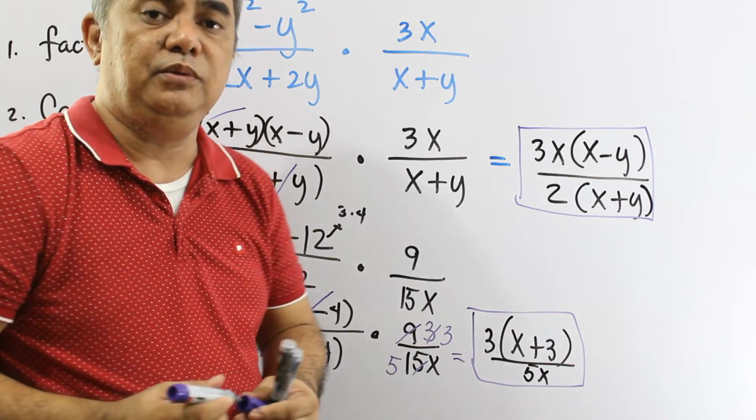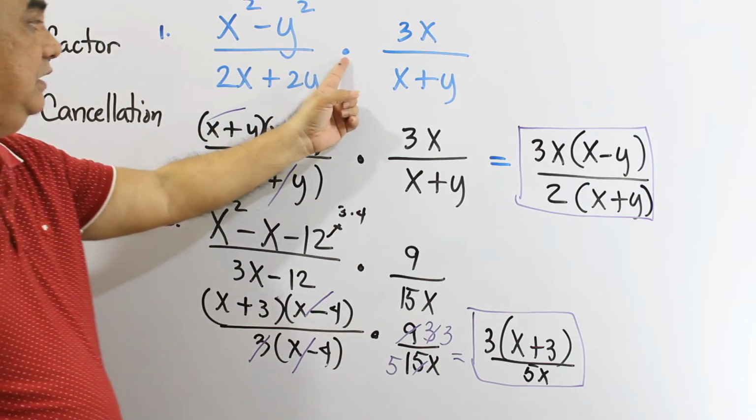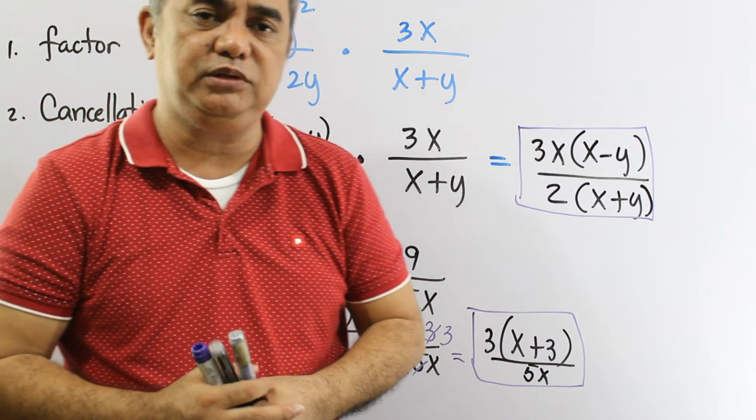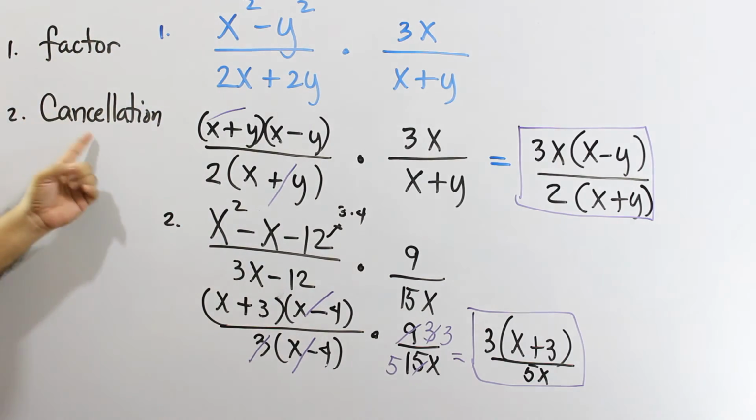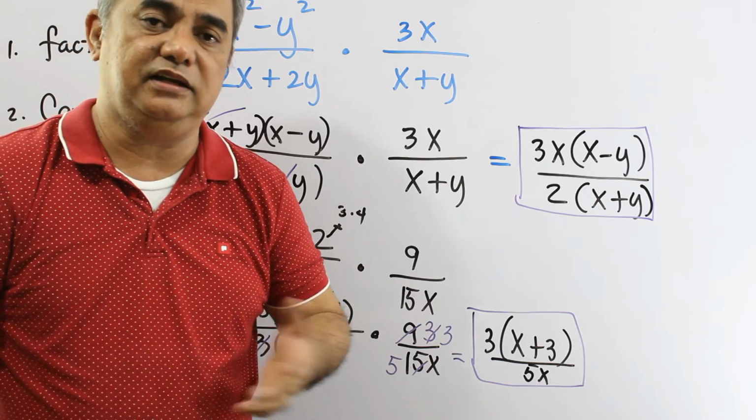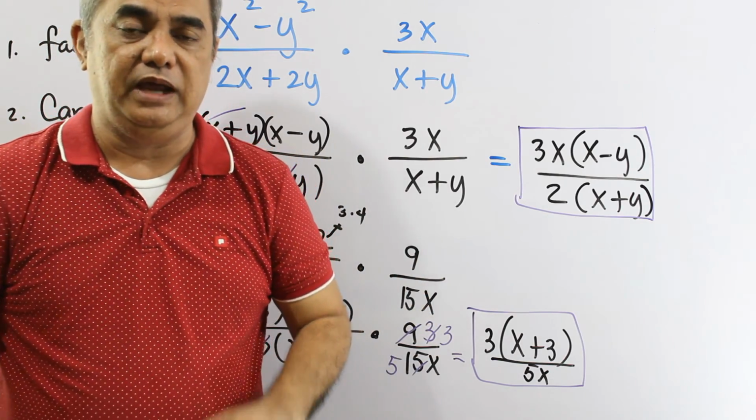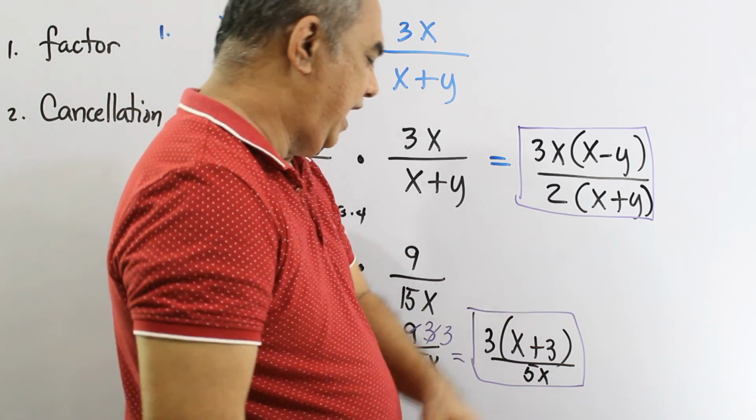Just remember, when you are doing the process of multiplication, that's why there's a dot here that shows the operation of multiplication. Whenever we have multiplication of rational expressions, always remember the 2 steps. You just have to factor each of them and then cancel whatever is the same for numerator and denominator. After that, whatever remains will be your final answer.